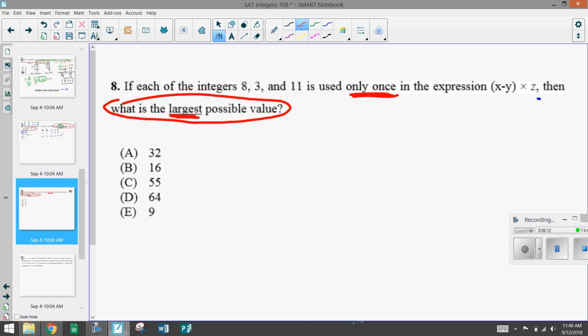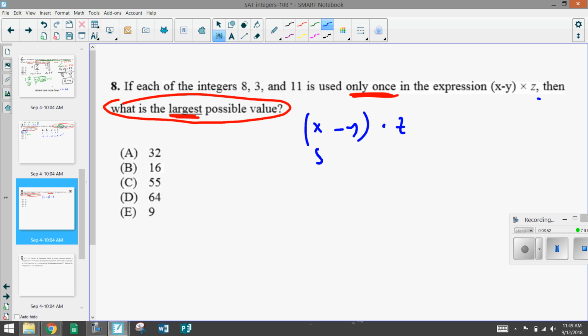Okay, let me write the expression here: x minus y times z. What is the largest possible value of that entire expression? So, x, y, and z are integers. We can plug them in, and you can use one number only one time. So let's say x, y, z. Let me plug it in and see what I'm going to get. Am I able to get the right answer or not? Let's try.